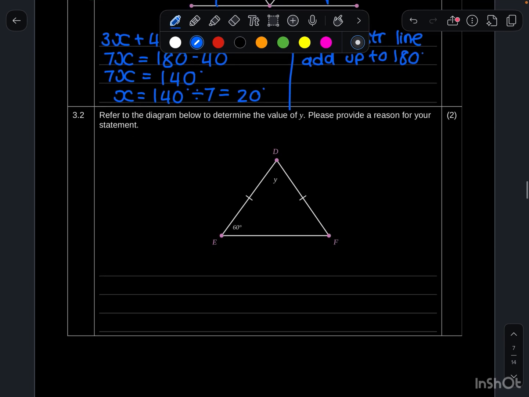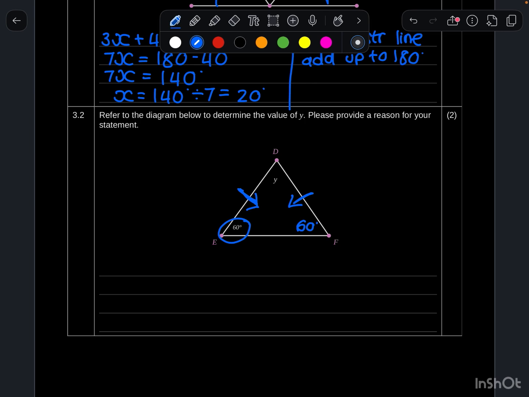3.2, refer to the diagram below to determine the value of y. Please provide a reason for your statements. Okay, so we have an isosceles triangle here. We can see that because they have drawn these lines. When they draw lines like this, it means these sides are equal and it's pointing at equal angles. So if this angle is 60, it means this angle also has to be 60 degrees. So let's put that down first.